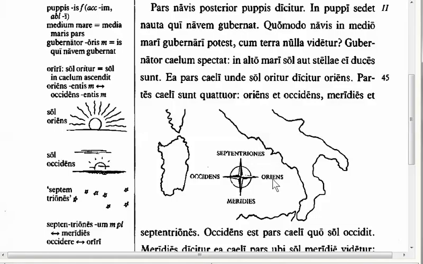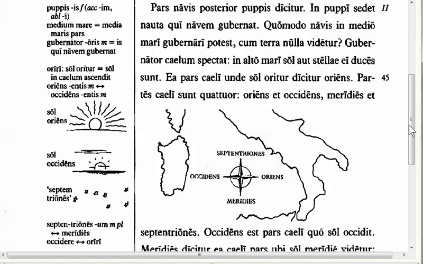Oriens comes from oriri, which means to arise, so it's the rising, it's where the sun rises. Meridies comes from midday, the middle of the day, because at noon the sun is here in the sky, it's in the south. And then occidens comes from occidere, to set or to fall, and so it's where the sun sets. So we have the north, the Big Dipper, the rising of the sun, the middle of the day, and the setting of the sun. This will help you to remember those 4 cardinal directions.